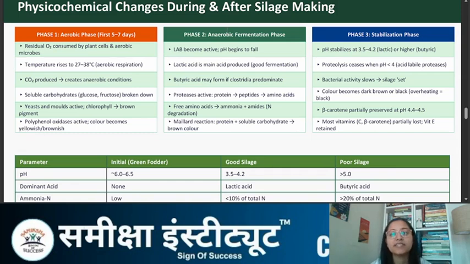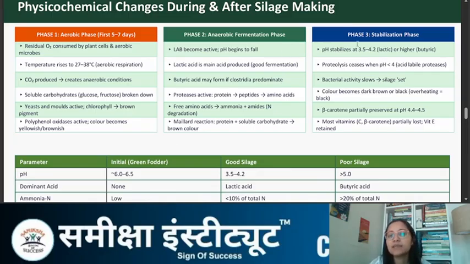Then proceeding to the second stage, the anaerobic fermentation phase. Lactic acid bacteria become active and the pH begins to fall because lactic acid is produced. It is the main acid produced and is indicative of good fermentation. Butyric acid may form if Clostridia is predominant, but we do not want that. Then proteases become active. Protein is broken down into peptides and then into amino acids. Sometimes free amino acids are also converted into ammonia and amides, which leads to nitrogen degradation. Not desirable. Then the Maillard reaction, where protein and soluble carbohydrate react and form the brown color.